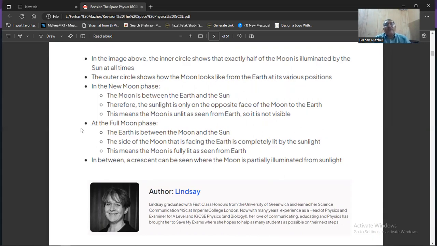At the full moon phase, the Earth is between the moon and the sun. The side of the moon that is facing the Earth is completely lit by the sunlight. This means the moon is fully lit as seen from Earth. In between, a crescent can be seen where the moon is partially illuminated from the sun. This literature which we were using is written by Miss Lindsay.